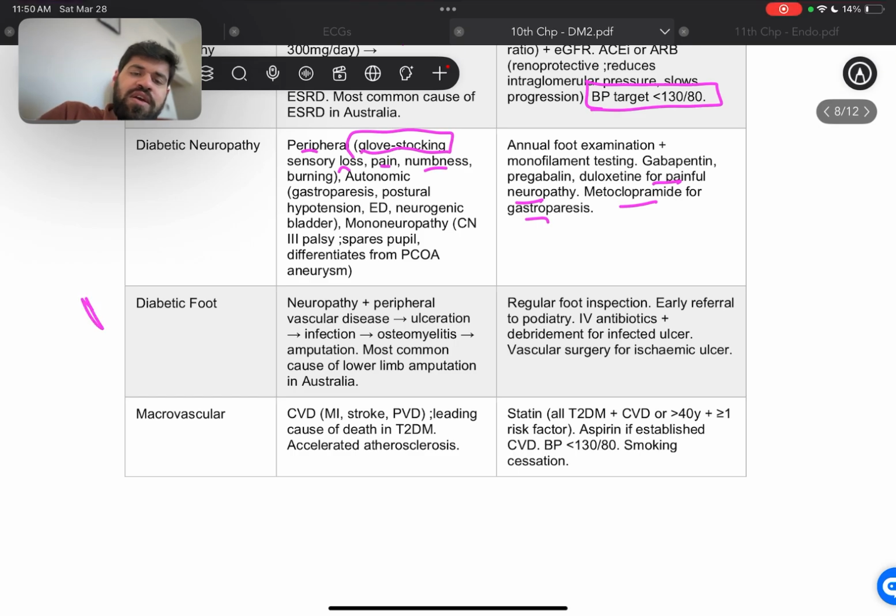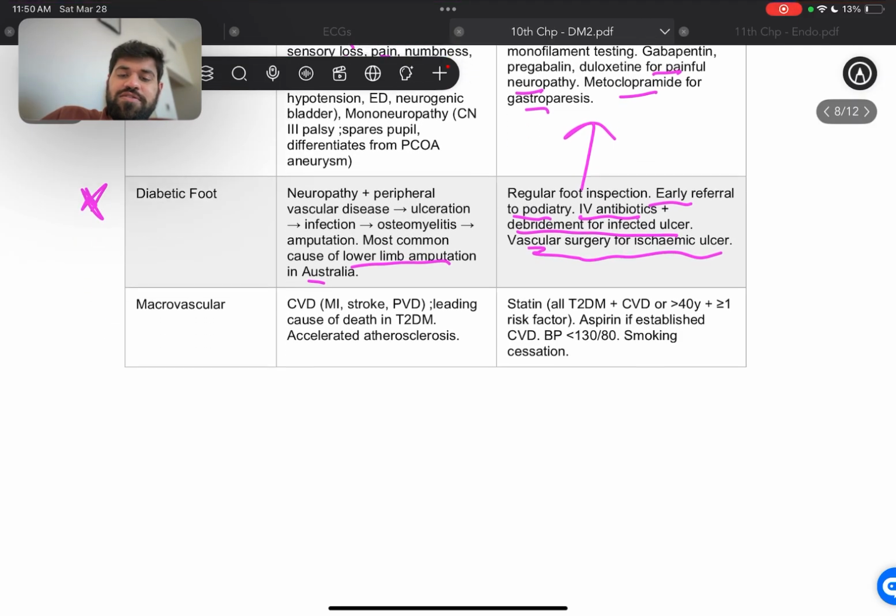Then diabetic foot, most commonly seen in the ED, is neuropathy plus peripheral vascular disease plus ulceration, which causes infection, and we have osteomyelitis, and this leads to amputation because of the extensive infection. It is the most common cause of lower limb amputation in Australia. Then again, regular foot inspection, early referral to podiatry, IV antibiotics plus debridement for infected ulcers, and vascular surgery for ischemic ulcers.